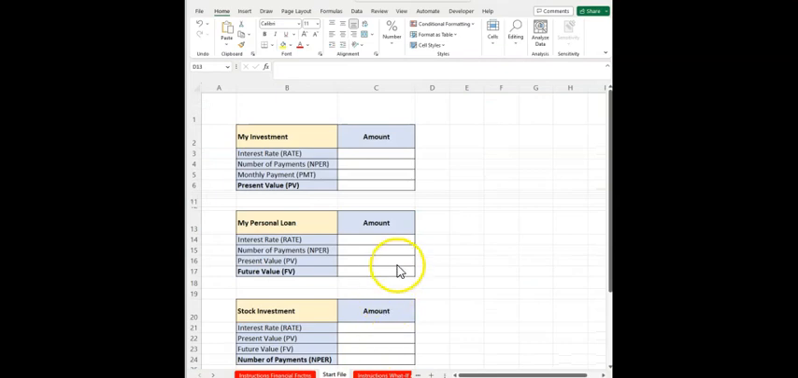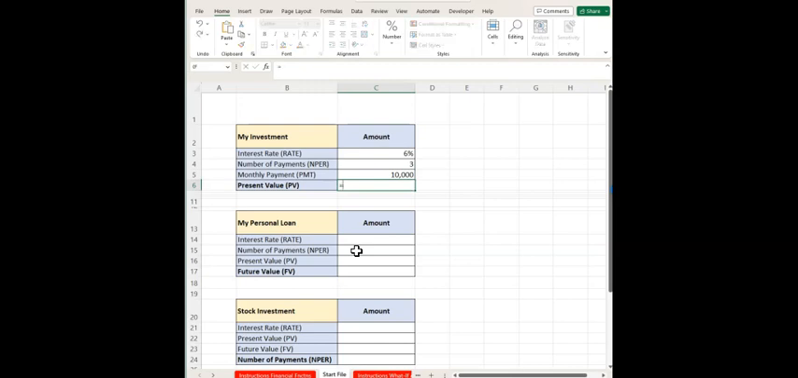To make it easier for us to figure out what we are going to be plugging into our present value formula, let's start by filling the values in C3, C4, and C5. So my interest rate is 6%. The number of payments is going to be 3 because I'm going to be paying over a period of 3 years. The monthly payment is 10,000. And now, what is my present value?